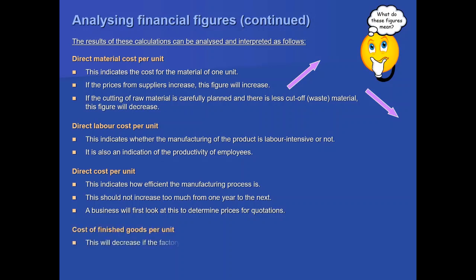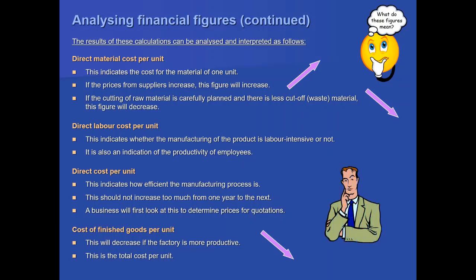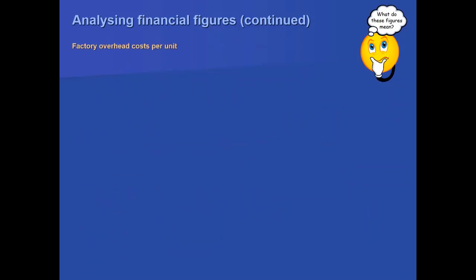Cost of finished goods per unit. This will decrease if the factory is more productive. This is the total cost per unit. So we need to make sure that our selling price per unit at least covers that, plus the sales and administration costs, well, which is already included in it. Factory overhead cost per unit. This will decrease if the business can manage to produce more units, as factory overhead costs are a fixed cost.